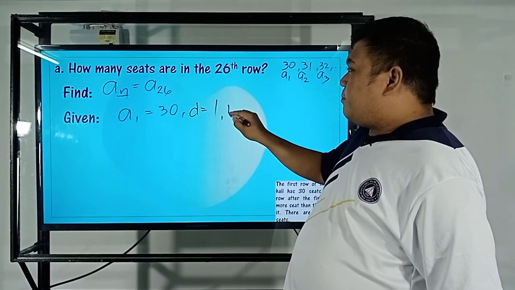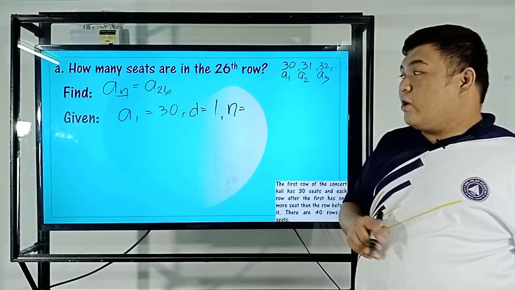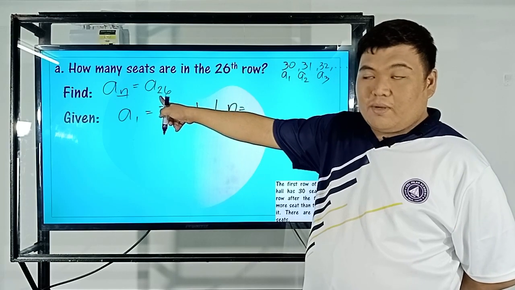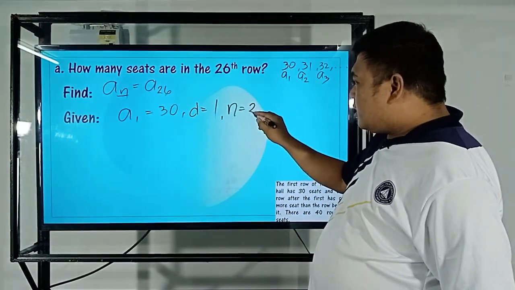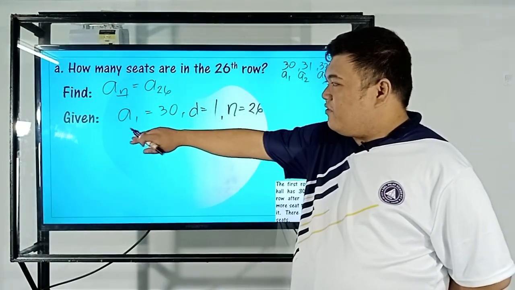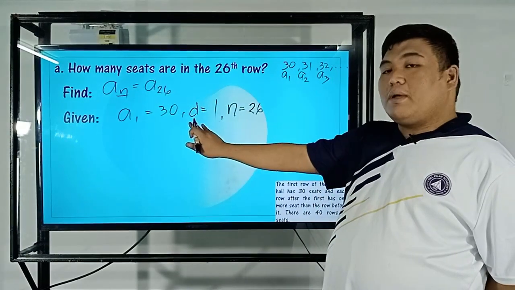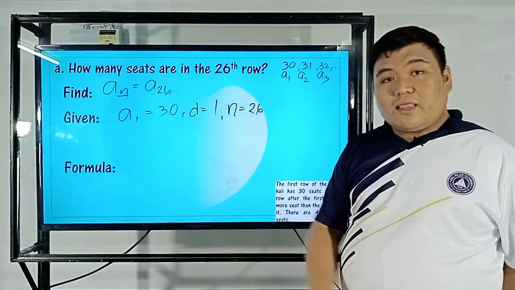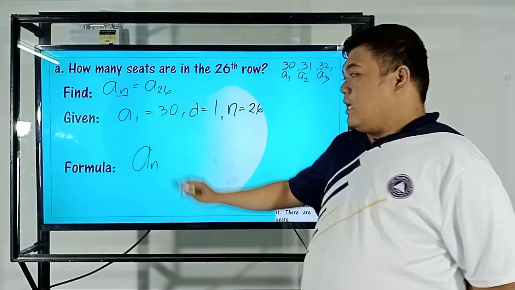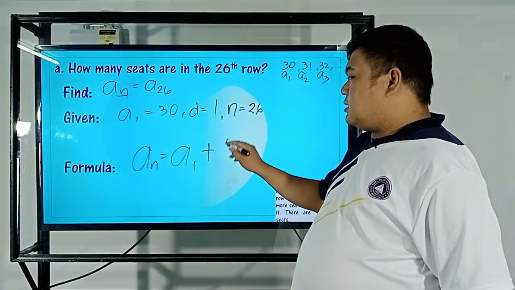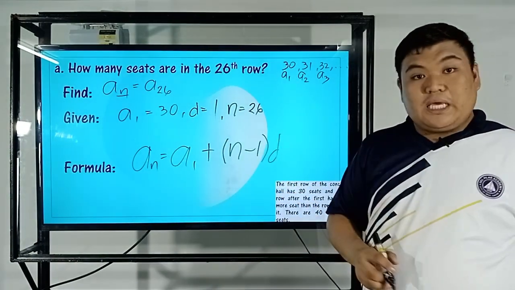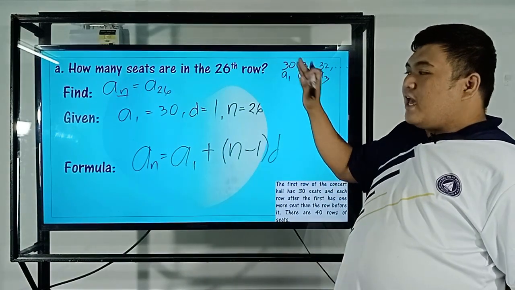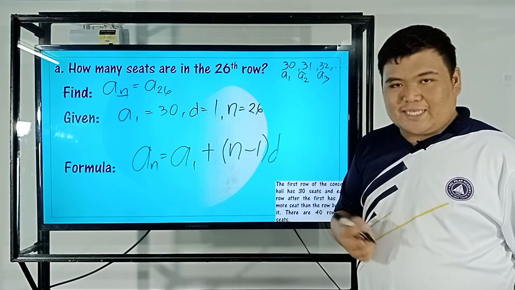And lastly, pwede nating makuha yung value ng n or kung pang ilang term yung hinahanap. Since ang hinahanap natin ay 26th term, so therefore, the value of n will be 26. So, kompleto natin yung given. We have the first term or a sub 1 is 30. The common difference is 1. And the value of n is 26. Now, ano yung formula na gagamitin? Since ito ay nth term, so we have the formula a sub n equals a sub 1 plus n minus 1 times d. Okay po, on the next slide po, doon po tayo magsasolve. So, pwede nyo pong kopyahin muna yung given, yung find at yung formula para diretso tayo sa solution on the next slide.